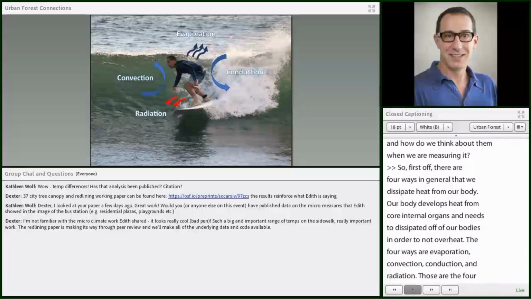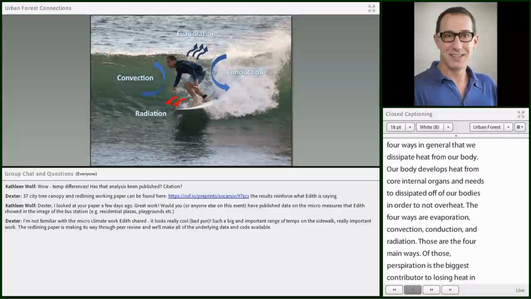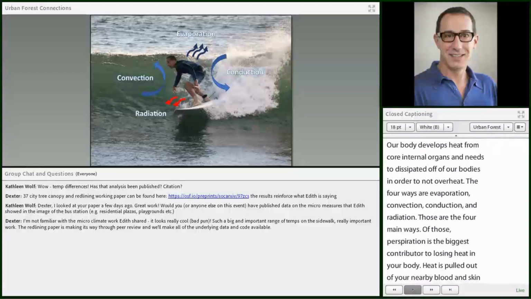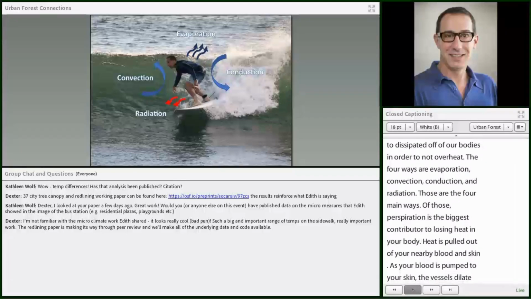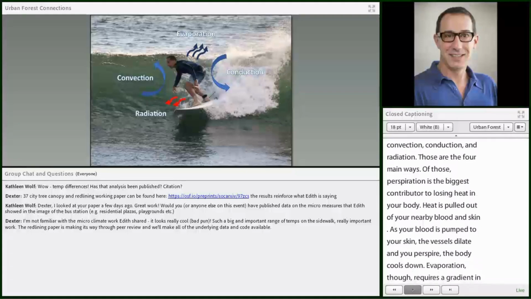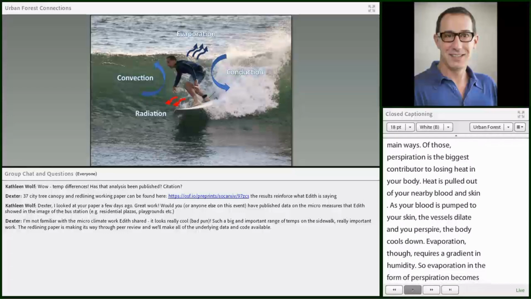Heat is pulled out of your nearby blood and skin as your blood is pumped towards your skin, your vessels dilate, and you perspire, the body cools down. Now, evaporation, though, requires a gradient in humidity. So evaporation in the form of perspiration becomes ineffective at high humidity. The next 2 are conduction and convection, which contribute much less than evaporation.